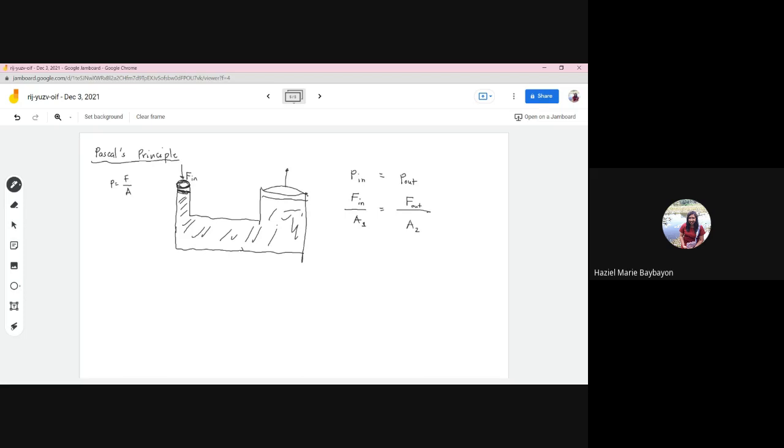Okay, so suppose this has a diameter or radius equal to R2, and this one has a radius equal to R1. So we have F input divided by pi R sub 1 squared, which is the area of a circle since we have a circular cross-section. This is equal to F out divided by pi R sub 2 squared.